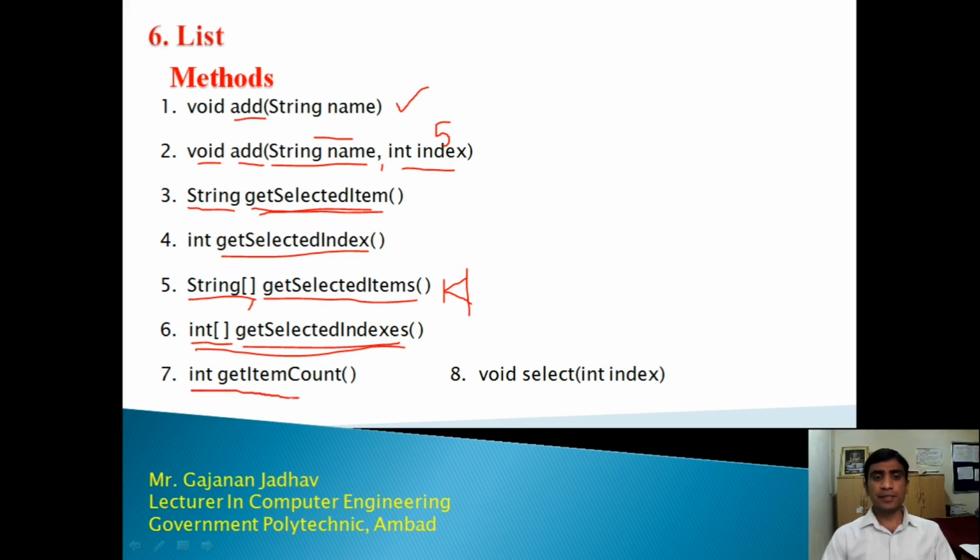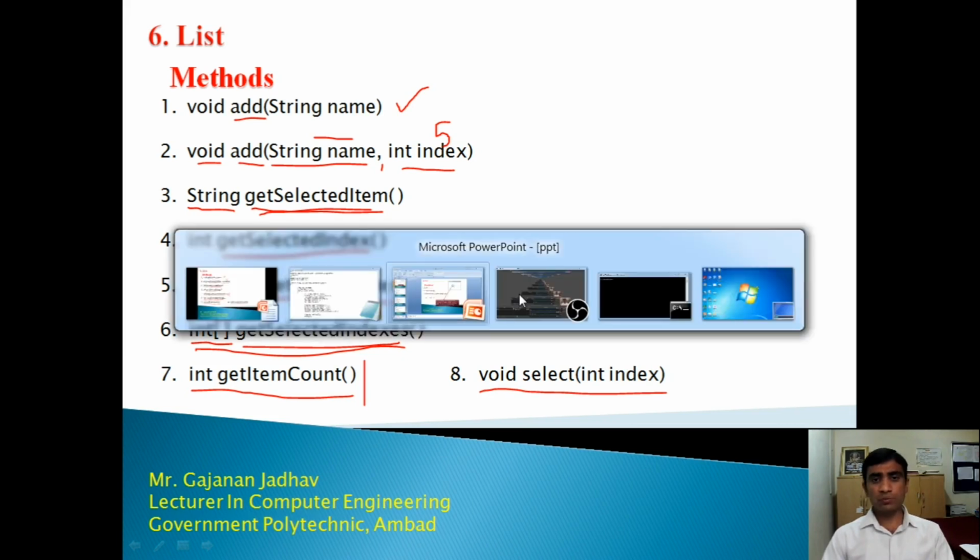The seventh one, int getItemCount. This method is used to count the number of items available in the list control. Another method is used to make a default selection of the item to be selected. So in this way you can create a list and use list methods. Now we will move directly towards the practical.